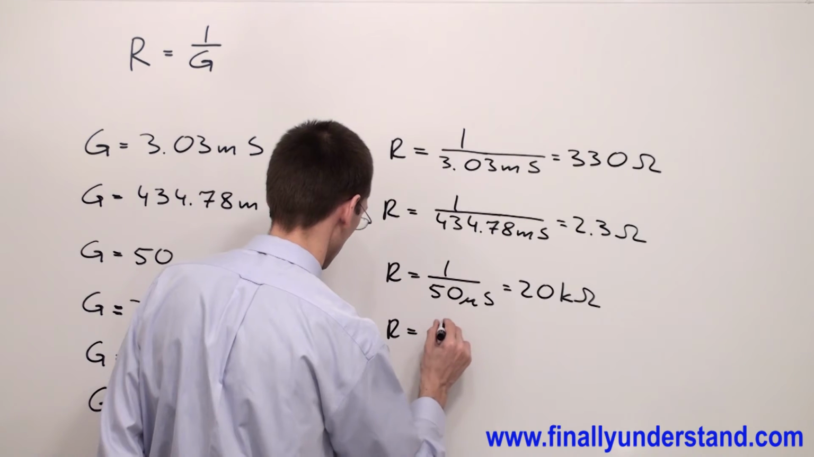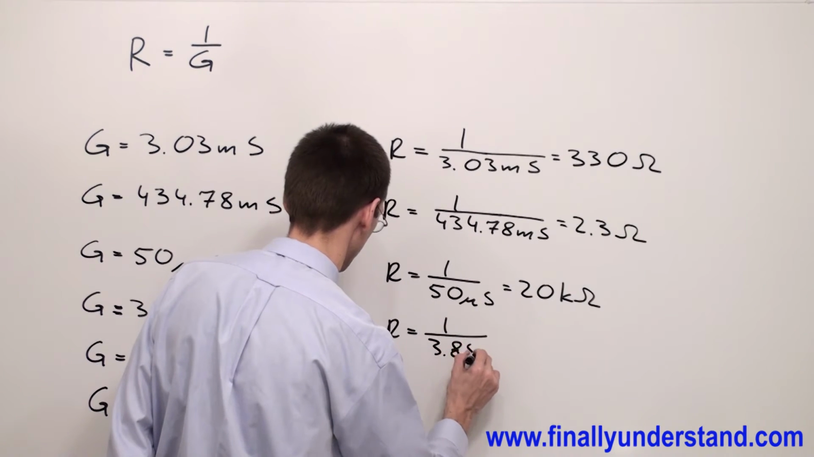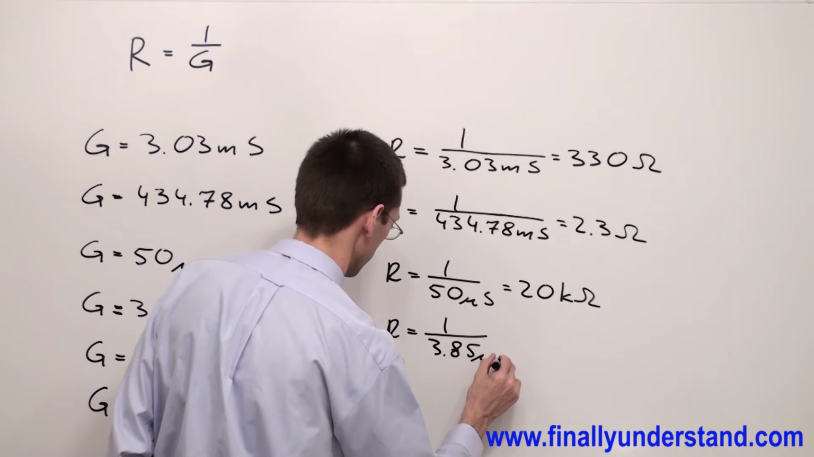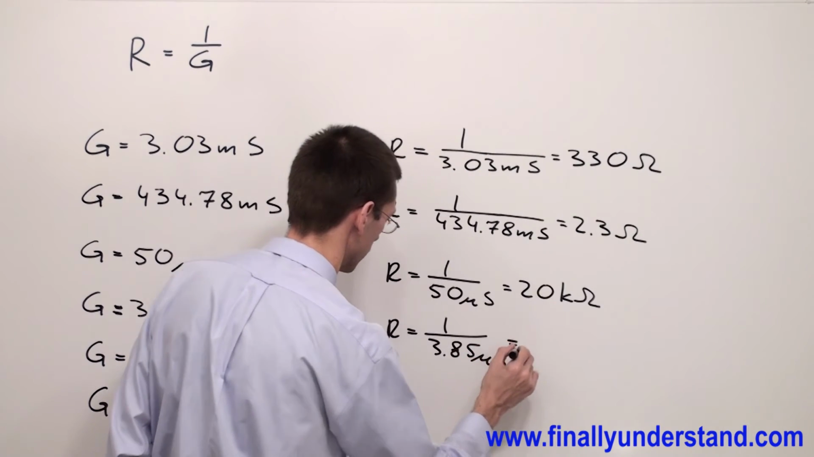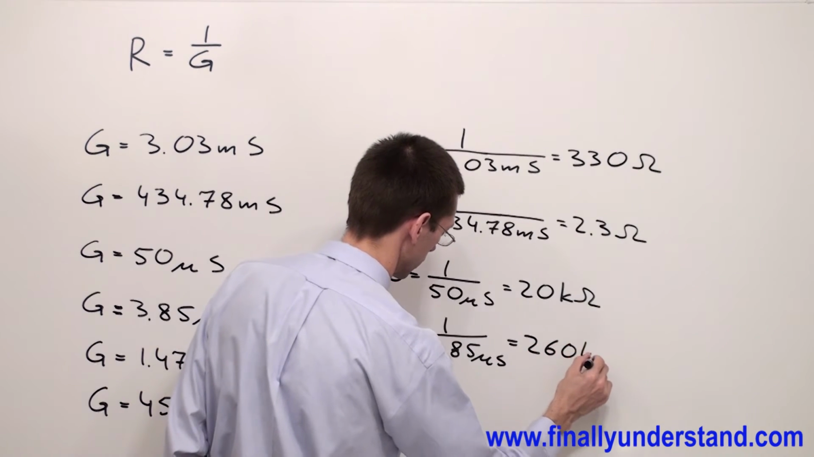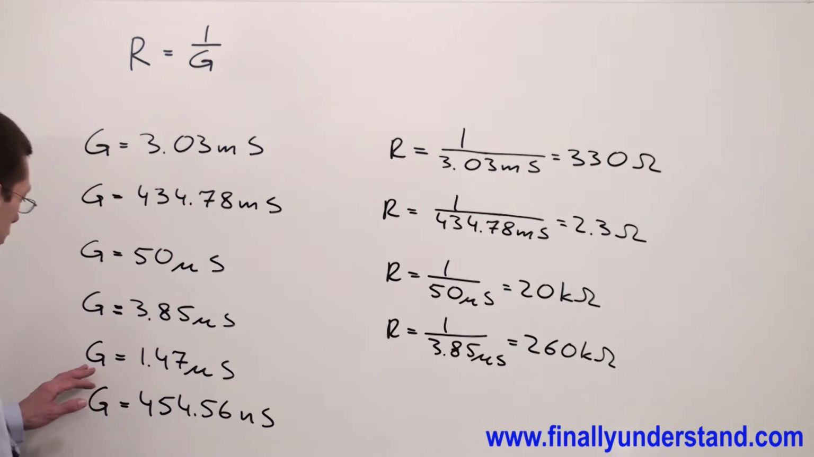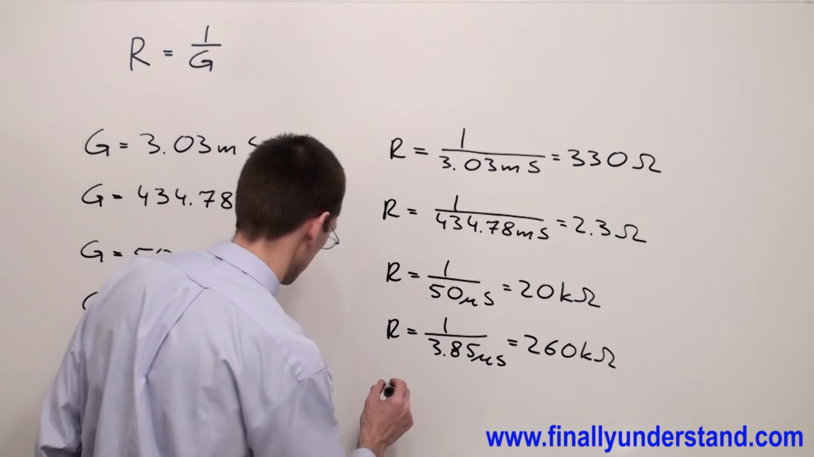R is equal to 1 divided by 3.85 microsiemens, which is equal to 260 kiloohms approximately. We have G equals 1.47 microsiemens.